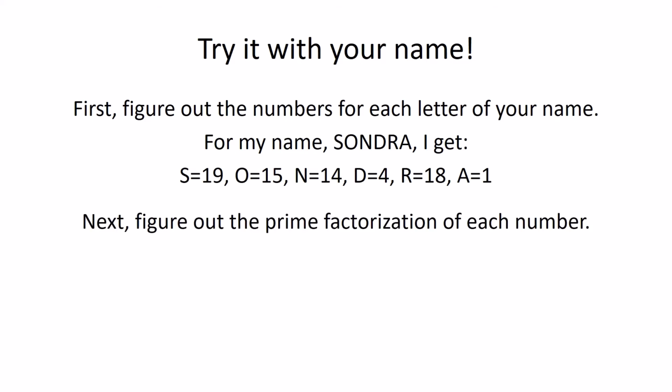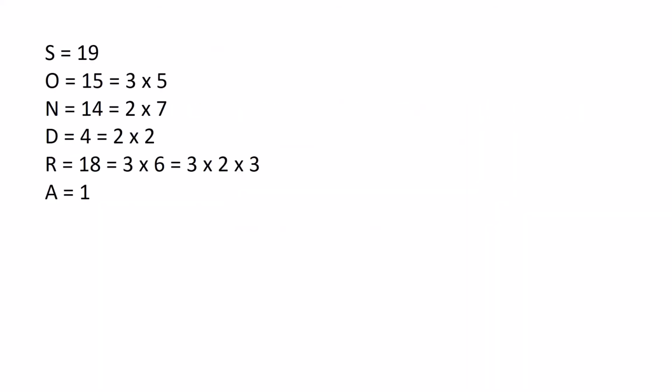Next step is you figure out the prime factorization of each number. Or you could just use your chart where you filled it out. So either way. For my name, we've got 19 is prime, 15 is 3 times 5, 14 is 2 times 7, 4 is 2 times 2, 18 is 3 times 2 times 3. Now, I want to say with this one, usually I put the smallest number first, so I put it as 2 times 3 times 3, and you get the same thing.